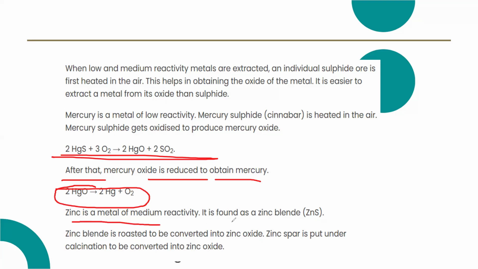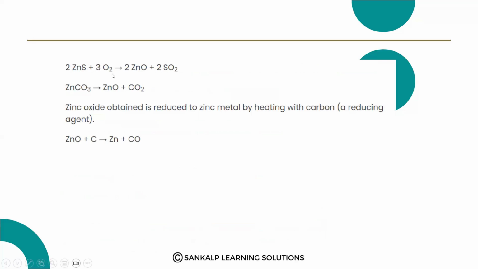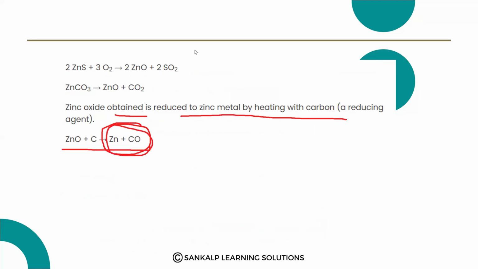Zinc is a metal of medium reactivity. It is present in the form of zinc sulfide, and zinc sulfide is converted into zinc oxide in the presence of oxygen and heating, that is the roasting process. Zinc carbonate is converted into zinc oxide in the presence of oxygen. So the zinc oxide obtained is reduced to zinc metal by heating with carbon. So that is the reducing agent. So pure zinc metal is obtained here. Okay. So this is how metals are obtained by different methods.